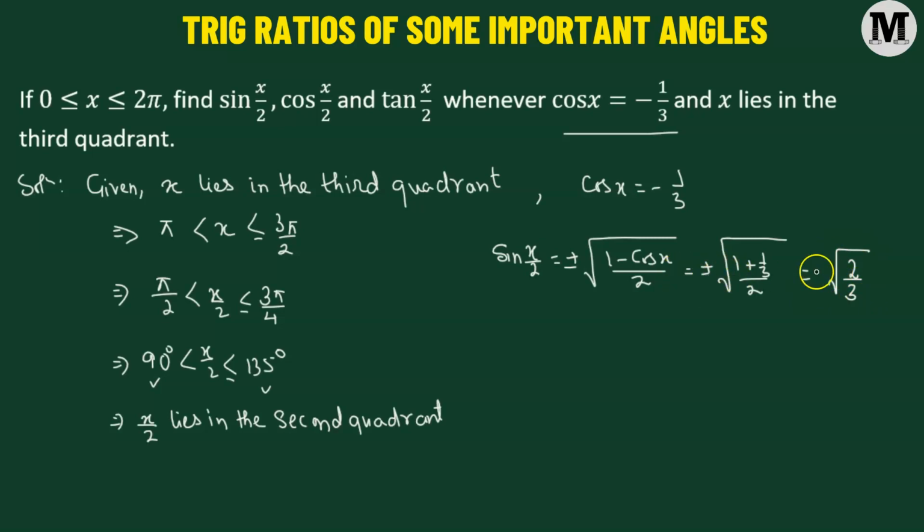Now, we will only consider the positive value. The reason behind it is we have already found out that x over 2 lies in the second quadrant, and in the second quadrant, the sine function is positive. Okay, so we have the value of sine x over 2.